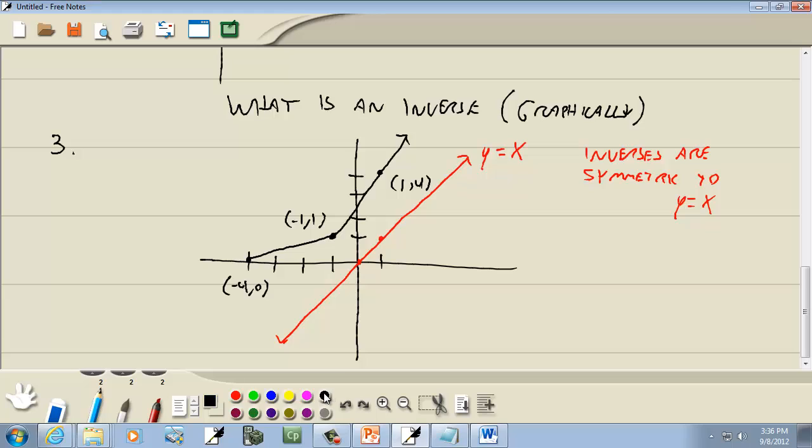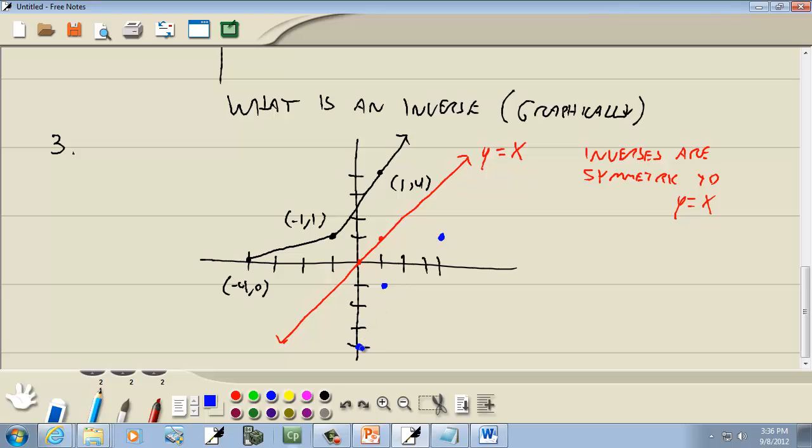Now this point here is -4, 0. Our inverse will be those points flipped around, so it'll be 0, -4, which would be right here. Now this point is -1, 1, so our inverse is going to be those points flipped around, which is 1, -1, which is right there. And this point is 1, 4, and again our inverse is that point flipped around, which would be 4, 1, which would be right here.